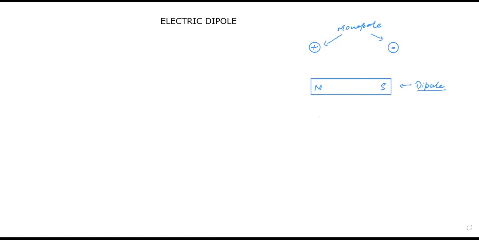Hello? Yes, sir. All of you understanding? Mansi, Nida? Yes, sir. Okay. Dipole means two poles only. Now, let's try to understand its definition first.